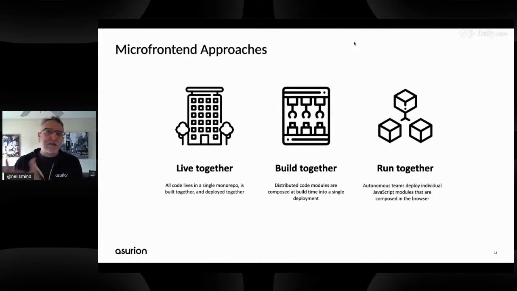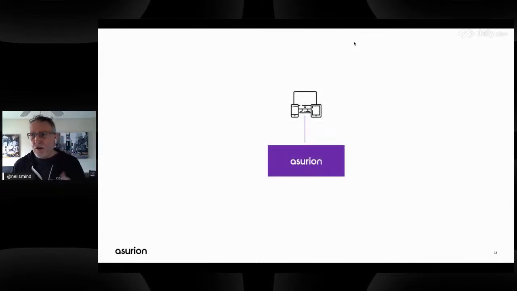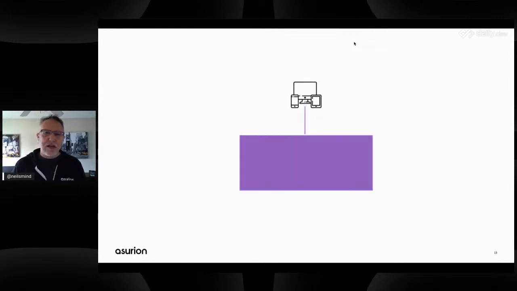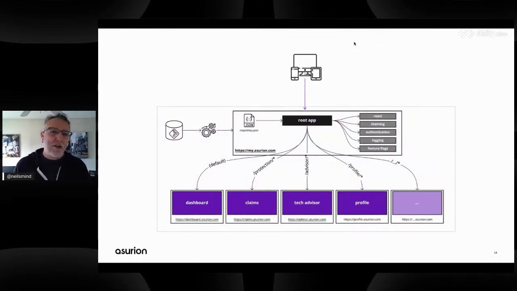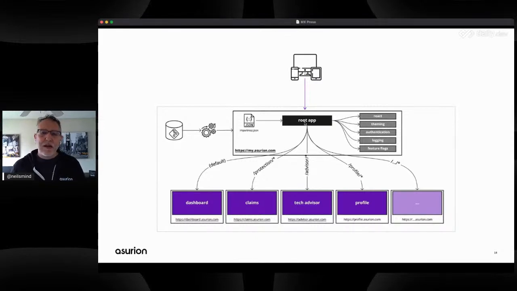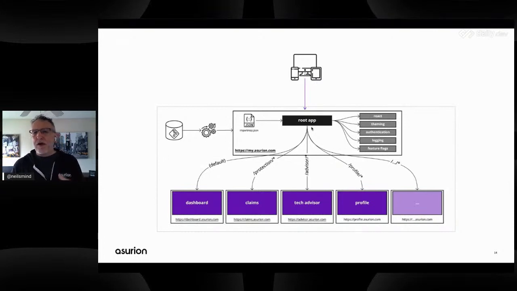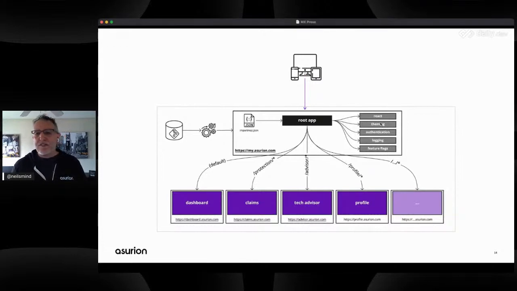In our case, we wanted our teams to run together, to be able to autonomously deploy what they were doing. If you think about Asurion and what we want, a single interface for the customer, what it looks like under the covers is this. You've got a single root app, and think of that like a glorified router. It knows how to mount and unmount the individual micro experiences. You have a set of utility libraries that we'll talk about in a sec. And then under the covers, these are all MXs.